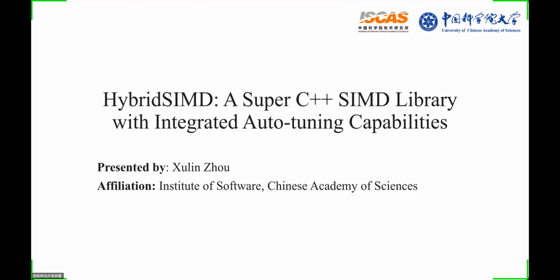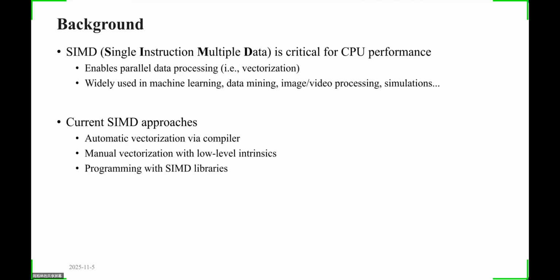Sciences in Beijing, China. Today, I'm very happy to share with you our latest work on a novel SIMD library called HybridSIMD. SIMD is an optimization technique that is critical for CPU performance. It is the primary method for achieving vectorization at the hardware level.